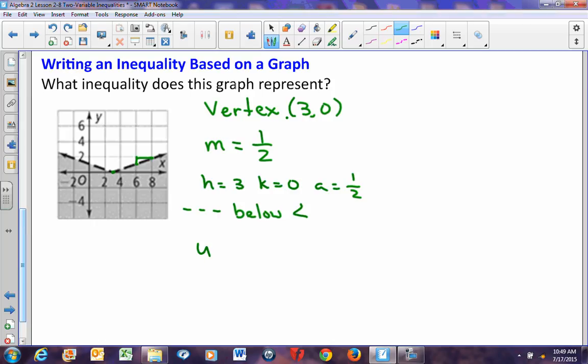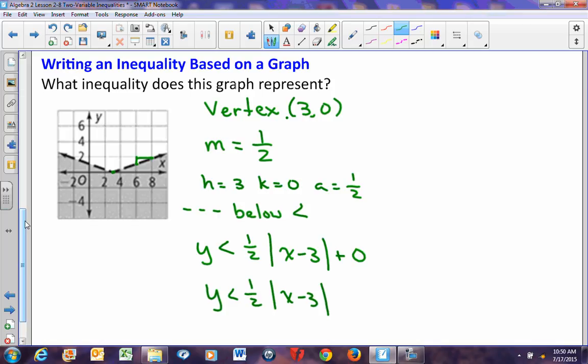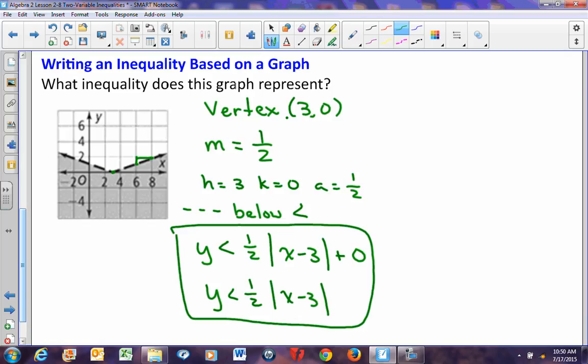So now y, or you can put f of x, it doesn't matter, is less than 1/2 absolute value of x minus 3, plus 0. And you can leave the plus 0 off if you want and make it y is less than 1/2 absolute value of x minus 3. Either one is okay. They're both acceptable. And there's your equation. And that's graphing two variable inequalities.